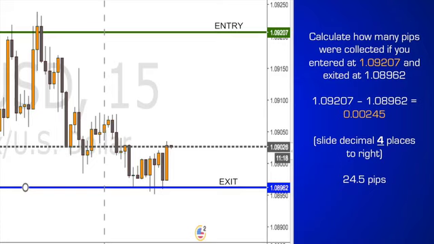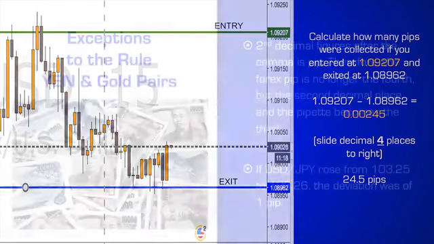So let's say you enter, and I already have the entry price at 1.09207, and you exit at where the blue is at 1.08962. What do you do? You get it. You are going to subtract those numbers. It's going to equal 0.00245. You can slide the decimal over 4 places to the right, and then you end up with 24.5 pips. Hopefully, this is getting more simple. If not, please replay this video.